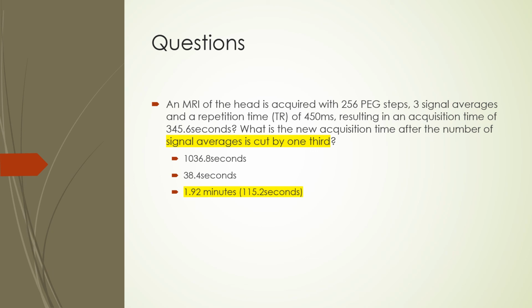Because we are cutting signal averages by 1/3, the total acquisition time originally given will be cut by 1/3, so the correct choice is 1.92 minutes or 115.2 seconds.